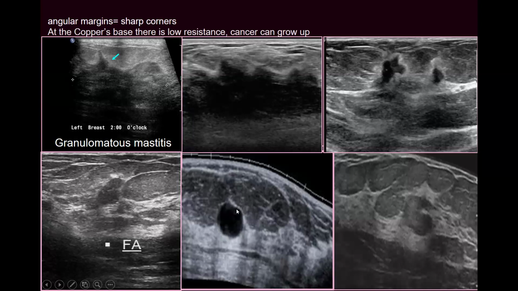Look, this is a cyst. Here it is more rounded, but when it goes through this Cooper base, you see there is a subtle angular margin. This is definitely a simple cyst, a benign one. And even here, this is a pathology-proven fibroadenoma that also has a subtle peak at the Cooper base. So not only breast cancer at the Cooper peak can give this appearance, but there are other features that can characterize breast cancer.